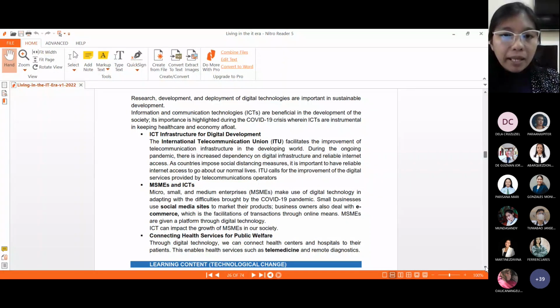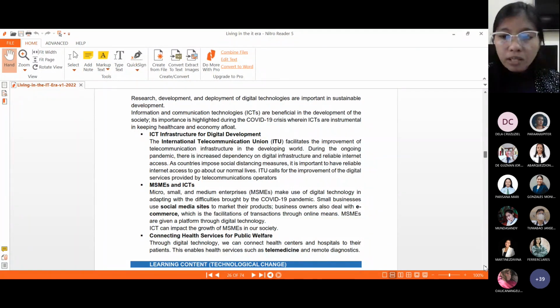During the ongoing pandemic, there is increased dependency on digital infrastructure and reliable internet access. As countries impose social distancing measures, it is important to have reliable internet access to go about our normal lives. ITU calls for the improvement of the digital services provided by telecommunications operators.